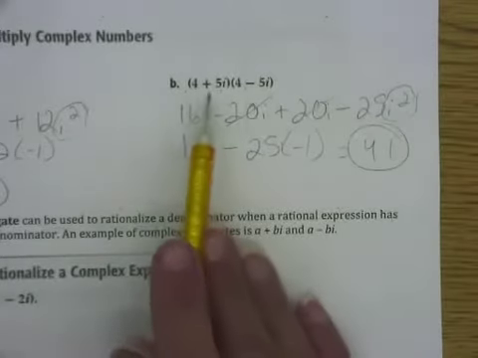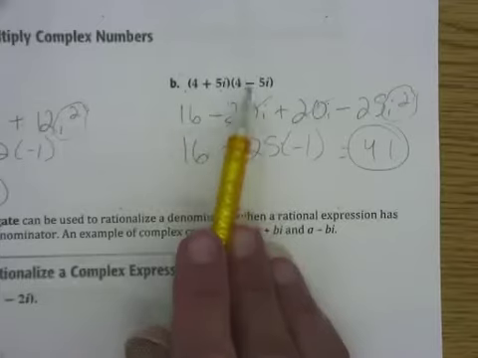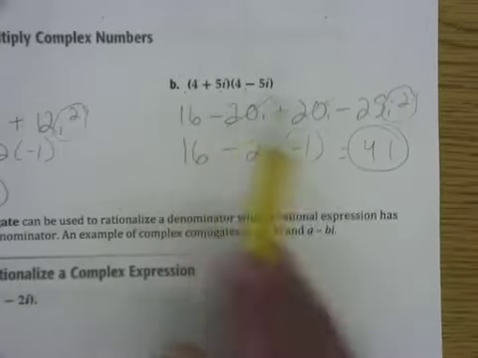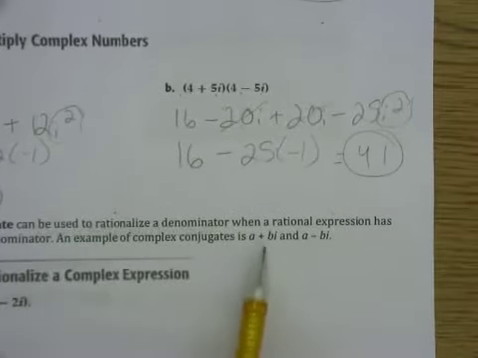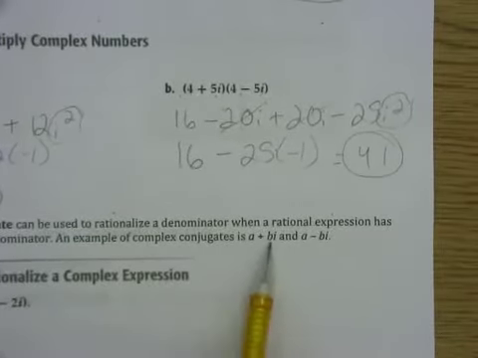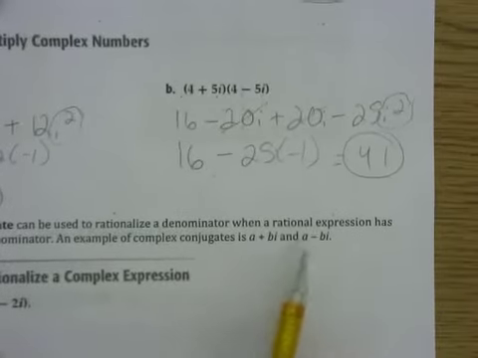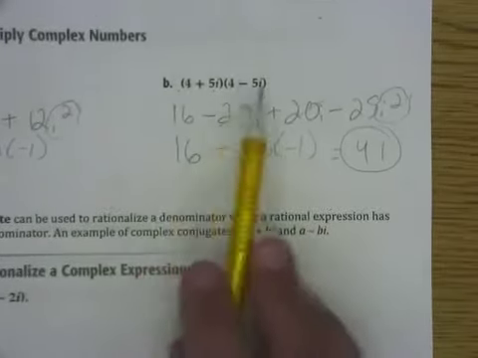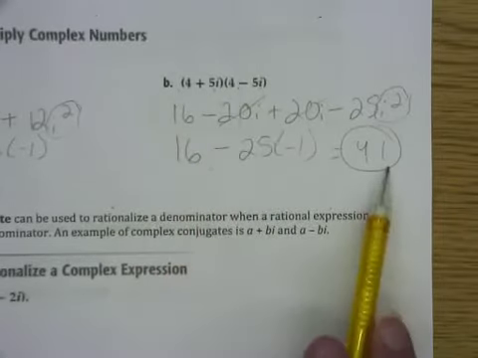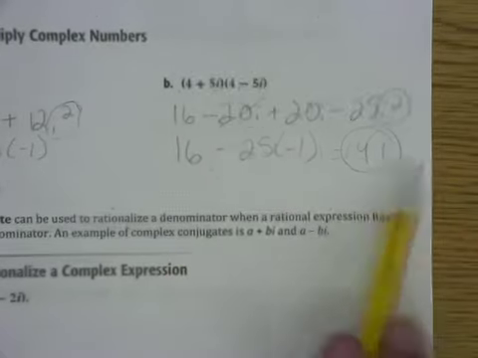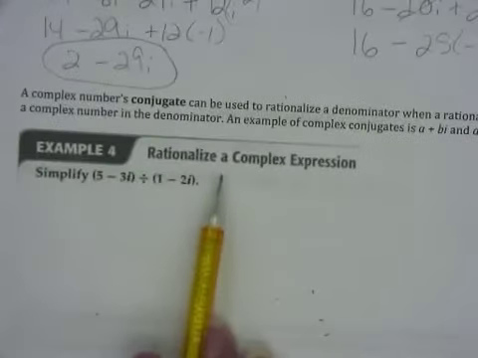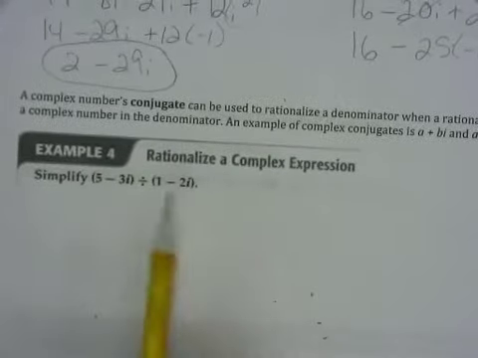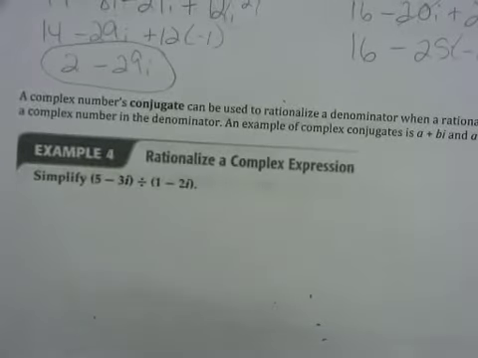And so what I want you to notice is the relationship between these two complex numbers. Notice that they are conjugates. So the conjugate of a complex number, if I have a plus bi, its conjugate is a minus bi. And so when I multiplied these two conjugates together, look at what happened. I ended up with a nice, neat, non-complex number.